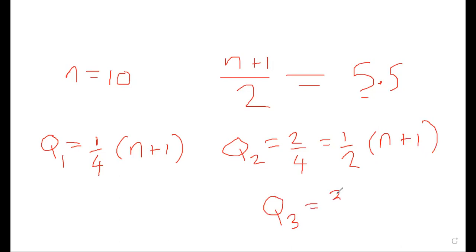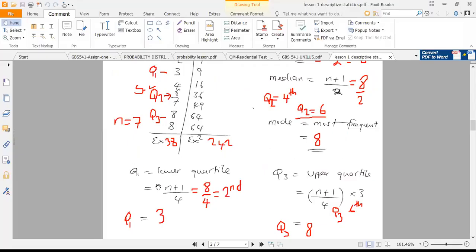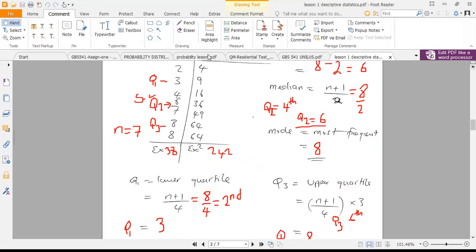Since our n was 7, 7 plus 1 is 8. A quarter of 8 is 2, so we look for the second number. Position number 2, we go here: 1, 2. So 3 is our lower quartile.